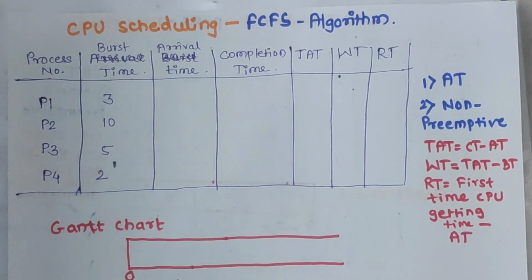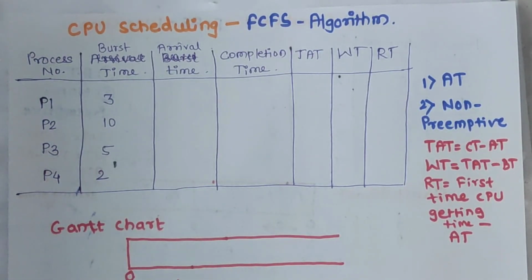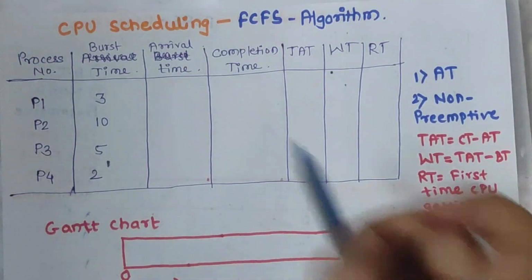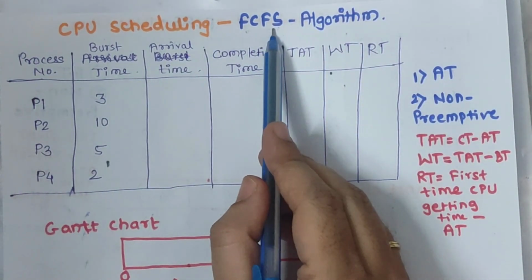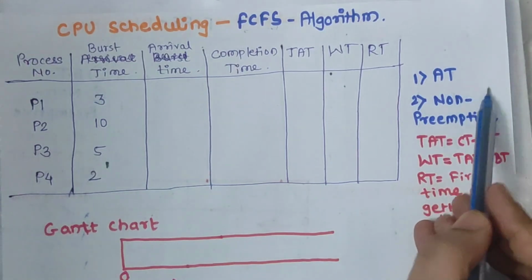Hello friends, in today's video we are discussing the CPU scheduling algorithm first come first serve. FCFS stands for first come first serve algorithm. This algorithm is based on two principles.